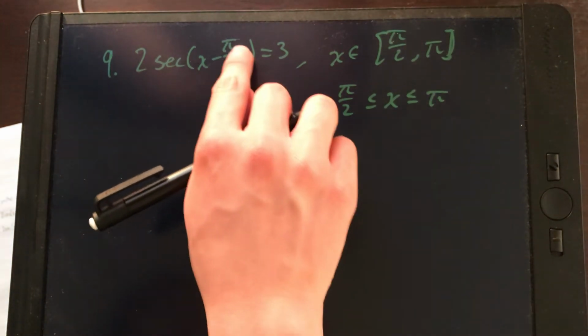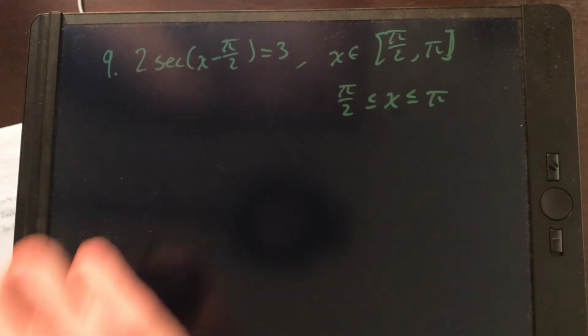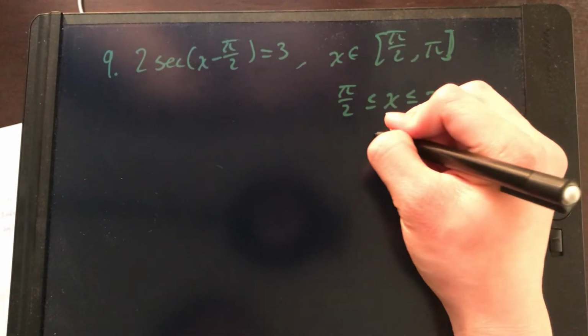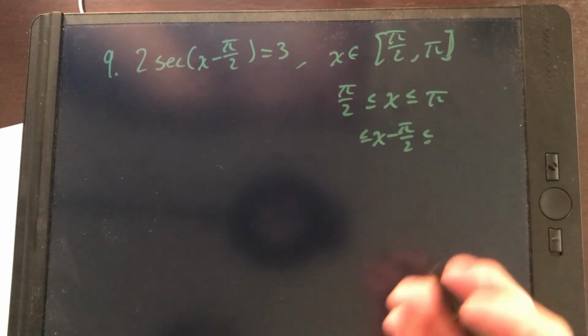Same idea, I'm going to want to manipulate my inequality in order to get the argument of whatever my trigonometric function happens to be. If I subtract pi over 2, I have x minus pi over 2. And just like an equation, you subtract from everything.